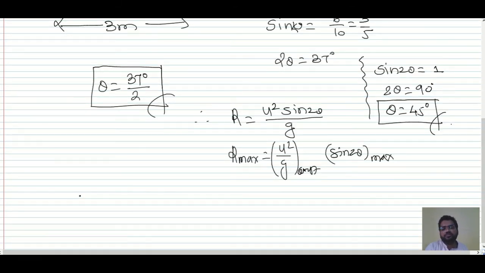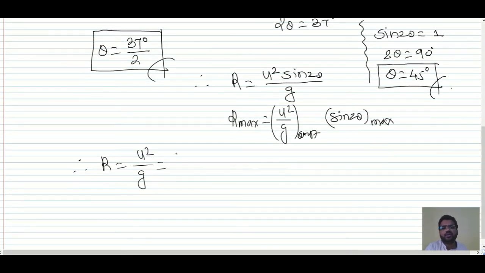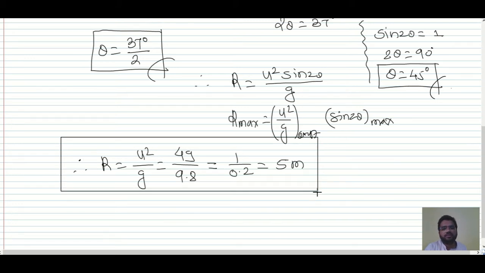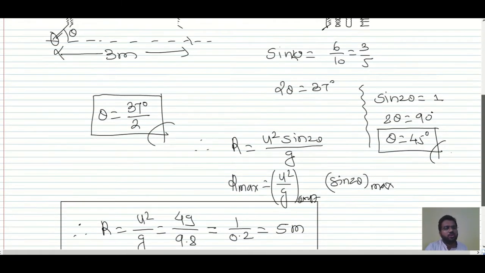So therefore, the range we have is u squared divided by g. And what is u squared over here? Just now we have seen, that is 49 divided by 9.8, which is equal to 1 divided by 0.2, which is 5 meter. So this is the maximum horizontal displacement for the given ball with the given initial velocity. So I hope this is clear.